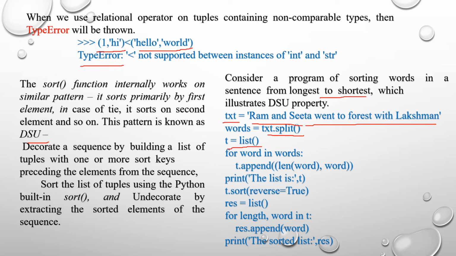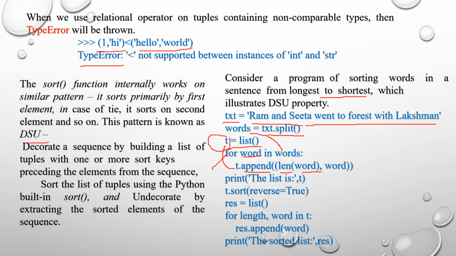Here I created one empty list, and I name it T, T is equal to list. Then I created a for loop, and I name the loop variable word, in words. Words is the split items. After that I'm going to append. Here I am calling my list T, invoking the function append, and specifying len of word comma word.